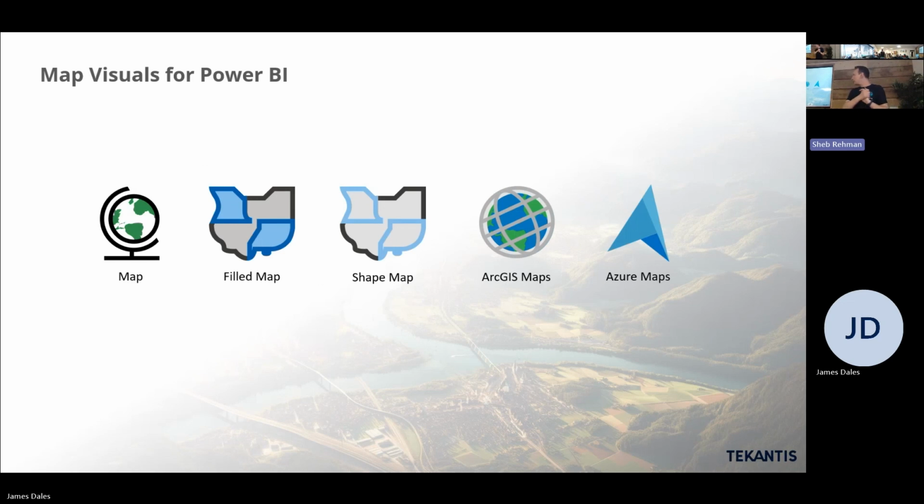So what are our options then for maps in Power BI? Well, we're pretty lucky. Out of the box, we've got 5 map visuals in Power BI, or at least at first glance, it looks like we're pretty lucky. But, well, let me run through them. We've got map visual, we've got field map, we've got shape map, we've got ArcGIS maps, and we've got Azure maps, all come out of the box.